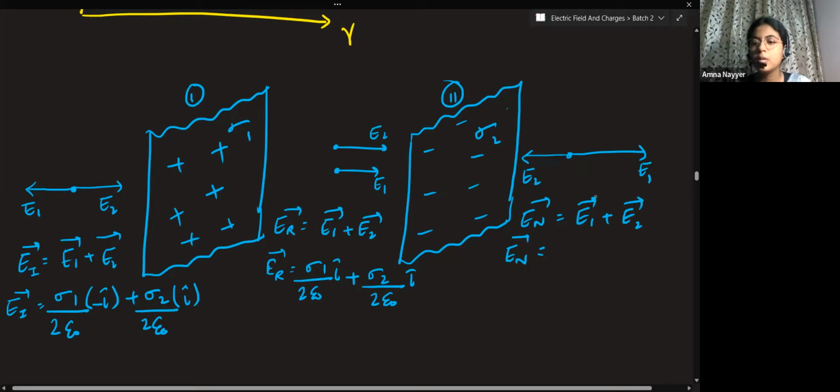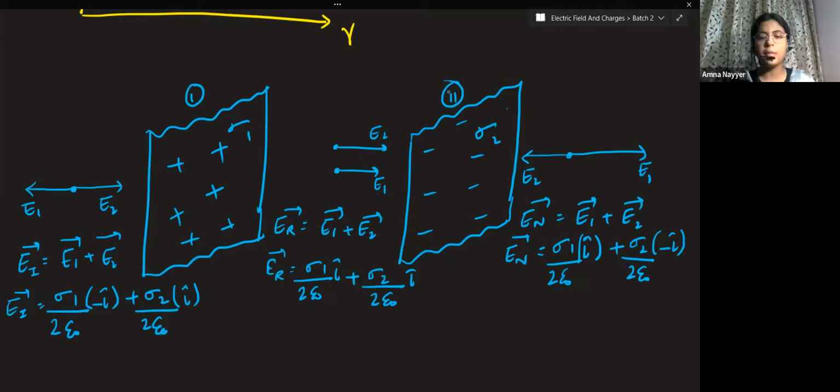So E net, E1 is what? E1 is electric field due to this plane sheet. So this is what? Sigma by 2 epsilon naught is the formula. This becomes sigma 1 by 2 epsilon naught. Now the direction. Initially we have specified that E1 is moving towards the positive x-axis and E2 is towards the negative x-axis. So for positive x-axis we have i cap plus again E2 will be what? E2 is because of plate 2. This will be sigma 2 by 2 epsilon naught. Now the direction is towards the negative x-axis, so unit vector I'll write minus i cap.